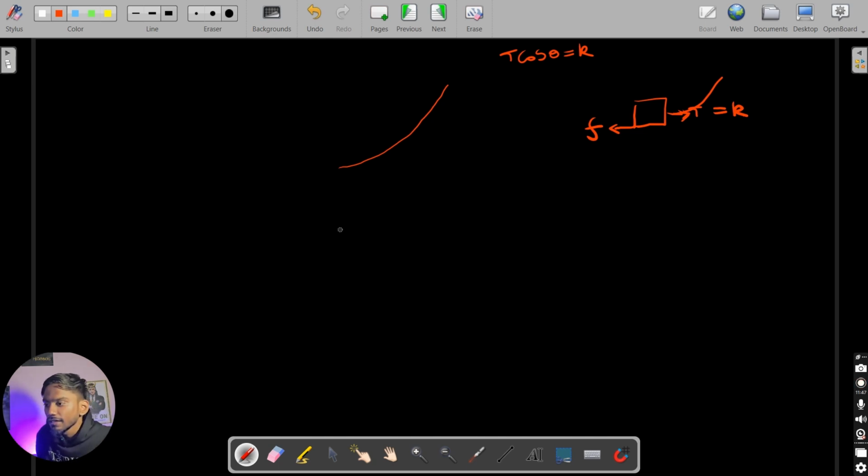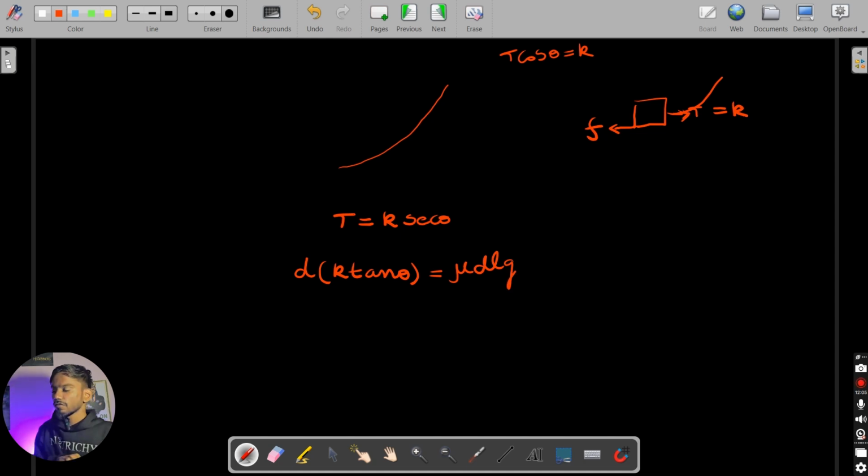So we know that T is equal to K times secant theta, and then we found d of K tan theta is equal to mu times dl into g. So we have y, like the distance, also here. If I take some particular portion like this, let's say this is dl, this is dx, and this is dy, and let's say theta is this one.